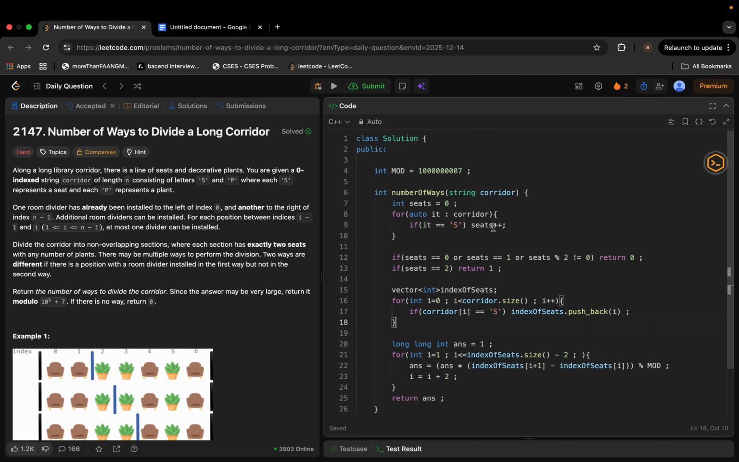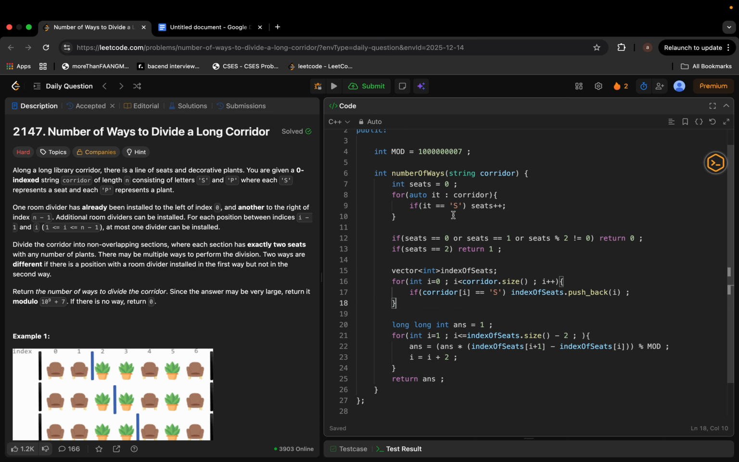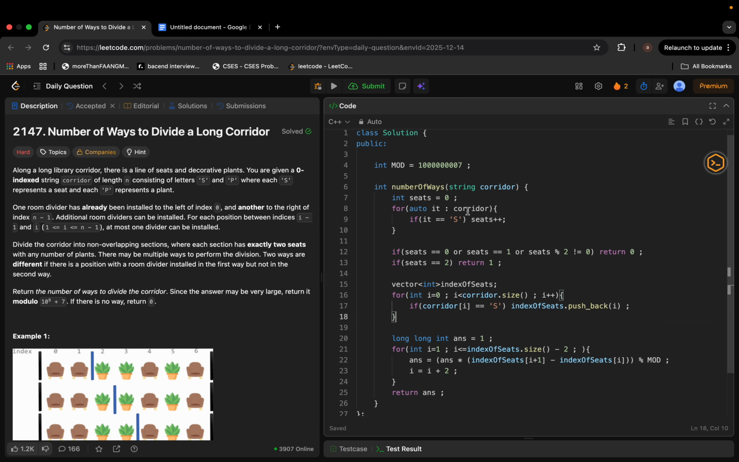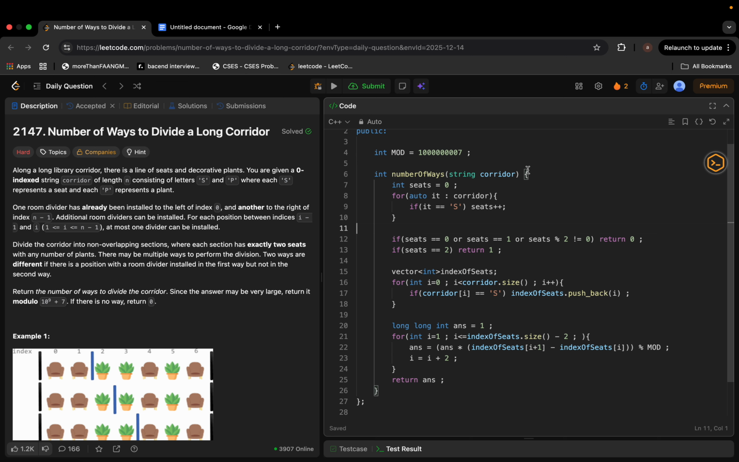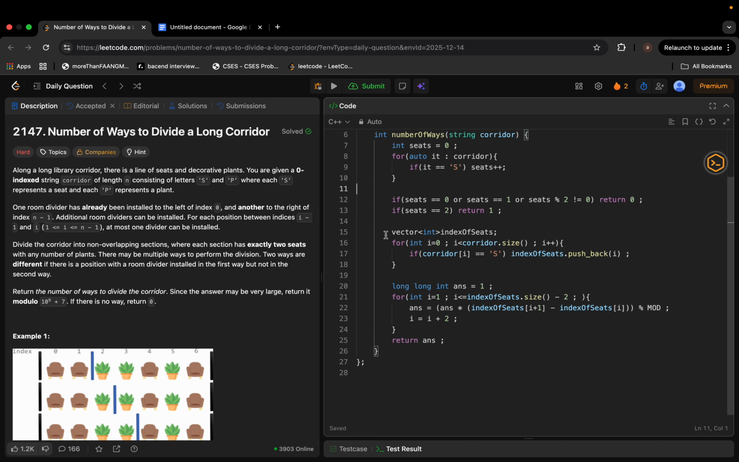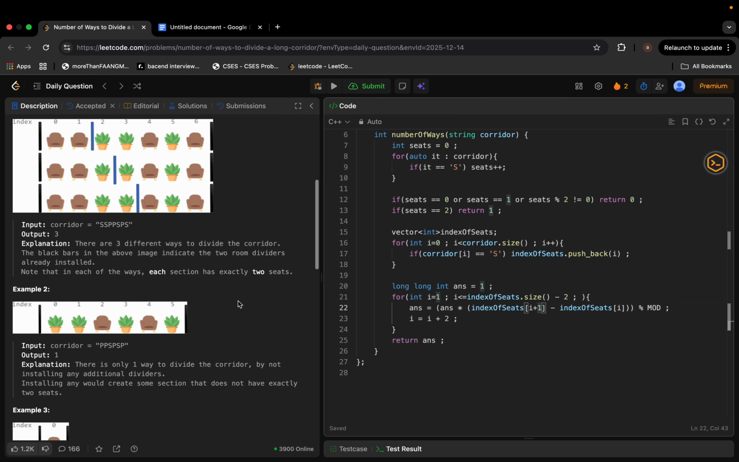And let's check the time complexity and space complexity as well. First, I am traversing to count the number of seats. So here I am taking order of n, n being the size of the corridor. Now again I am taking a vector of index of seats, which is again order of n, and again I am traversing the index of seats. So you can see order of n is the time and space complexity.